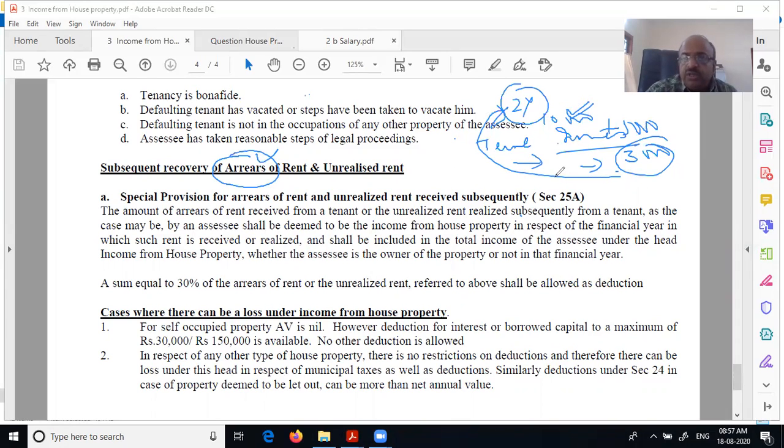But after 2 years, when you agree with the tenant, you tell him that, see, 2 years back we started discussing. You don't have to pay 5,000 now, but for those 2 years, that extra 24,000 or 36,000, you have to pay now. This 36,000 is called arrears of rent.